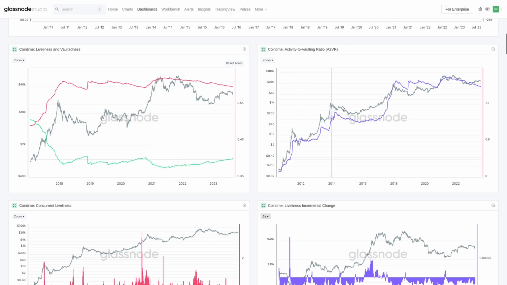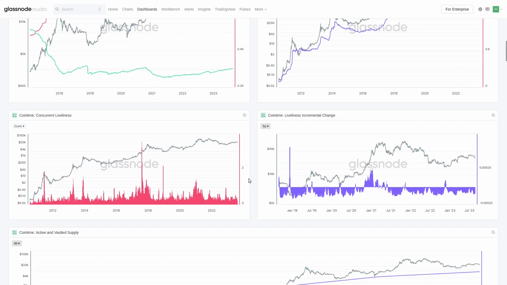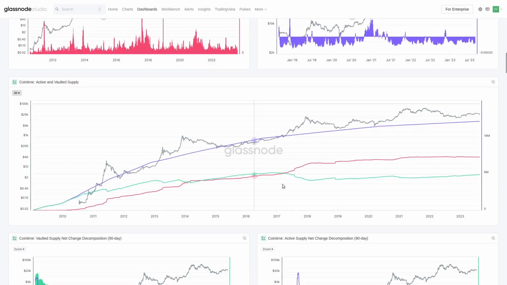We can take the ratio between those two, which gives us the amount of activity to vaulting ratio. And this is like liveliness, except it's unbounded. It can trade essentially to any value from 0 to infinity, but you can see really violent spikes. You can start to actually piece out hodling behavior, spending behavior, hodling behavior, spending behavior. Gives you these nice dynamics. Now, there's a whole bunch of things here. I won't go into the nitty gritty of all of these.